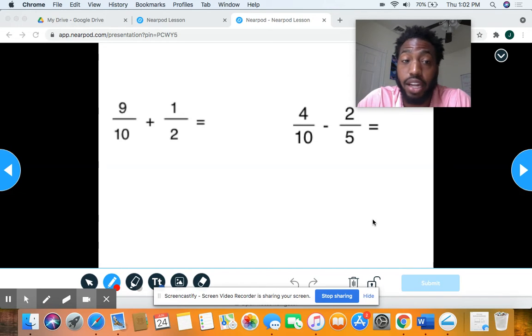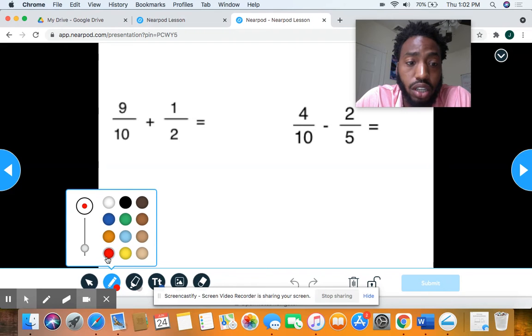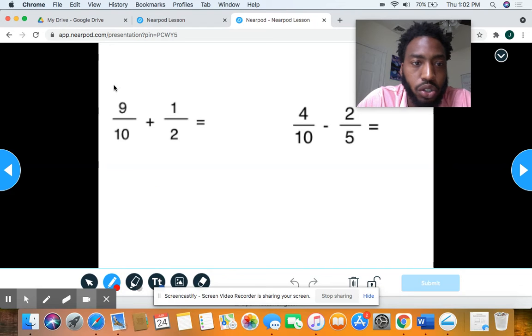But today we're going to take advantage of our ability to add and subtract fractions. All right, so without further ado, we're going to get right into it, adding and subtracting fractions. And the strategy that we use is called the common denominator strategy.